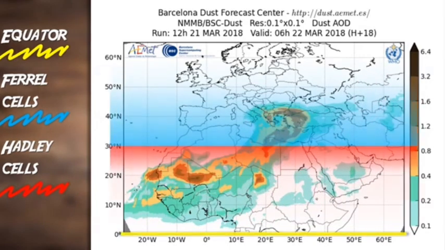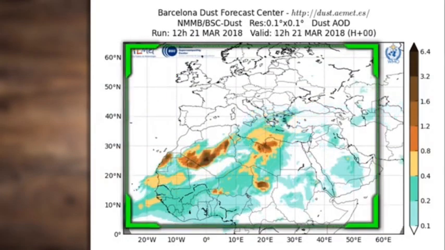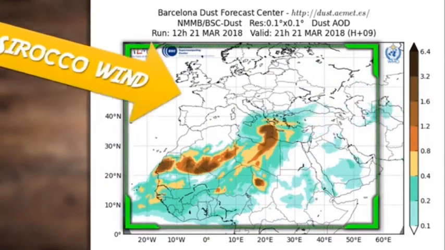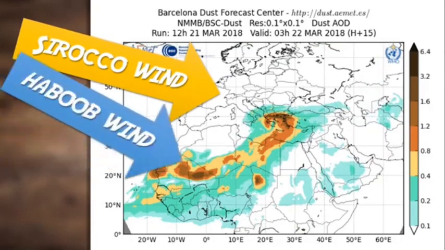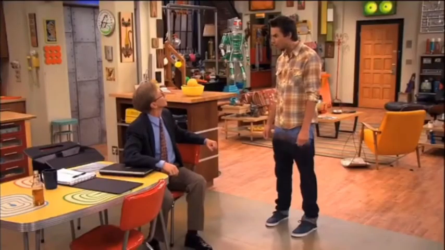Also, you may be asking why the Sirocco winds only mention Europe, when it clearly affects Africa also. That is because this is a Sirocco wind, and this is a Haboob wind. Same phenomenon, only a different name.